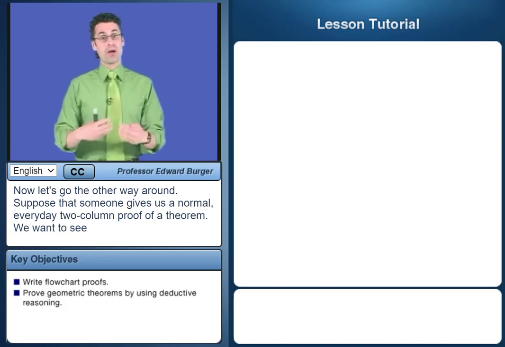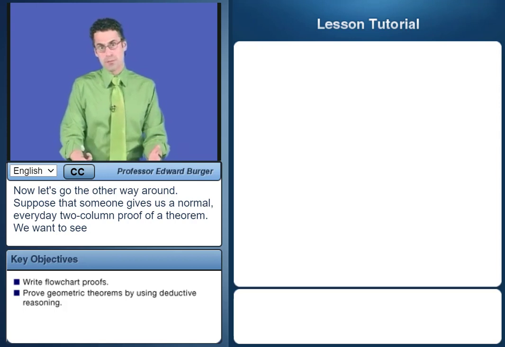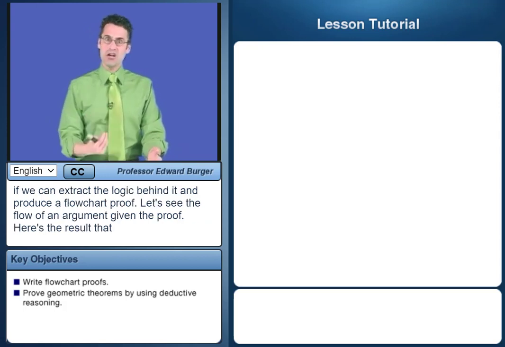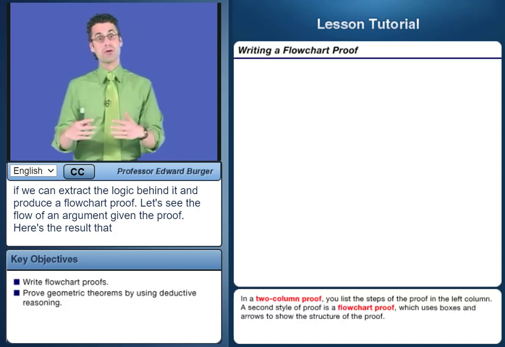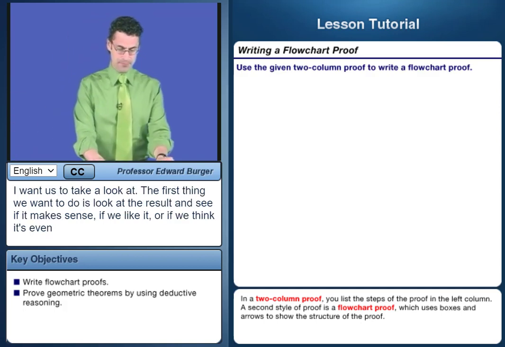All right, now let's go the other way around. Suppose that someone gives us a normal, everyday two-column proof of a theorem. We want to see if we can extract the logic behind it and produce a flowchart proof. So let's see the flow of an argument given the proof. So here's the result that I want us to take a look at.